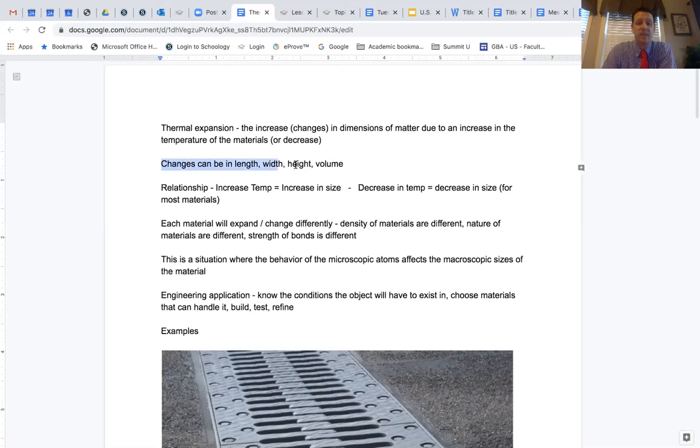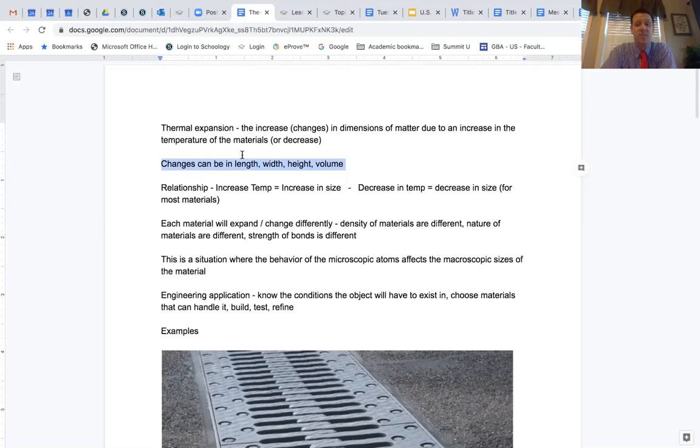And the changes, I hope you can see, I just kind of highlighted it a little bit here. The changes can be in length, width, height, volume. So if you had a square piece of material, its length would increase, its width would increase, its height would increase, and its total volume would increase because all those dimensions are increasing. But if you had something that didn't have a square shape, let's say a metallic cylinder, it would increase in length, but it would also increase in, I like to call it girth, the size of it like that. So essentially its volume would be increasing, its radius would increase.